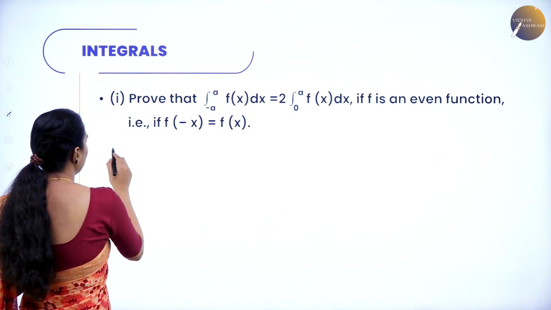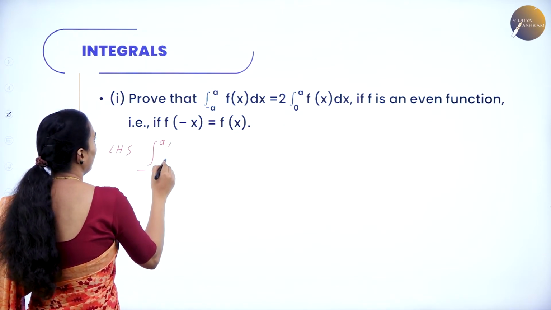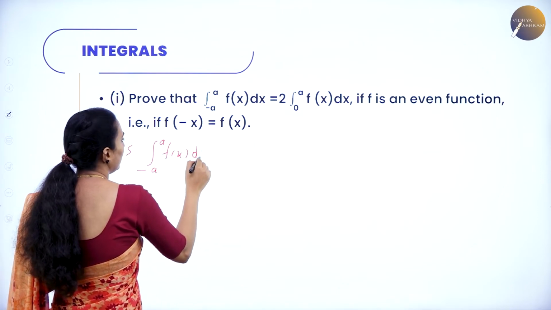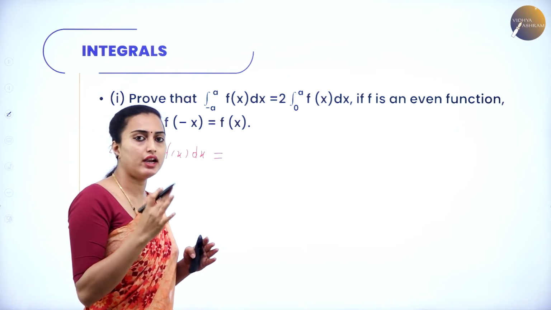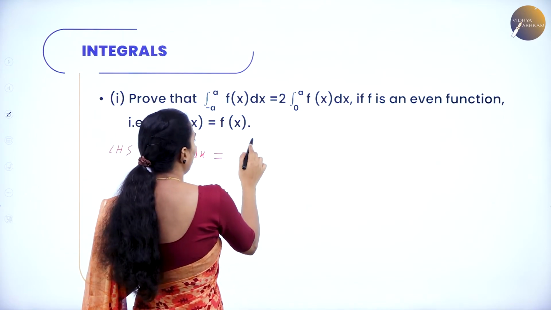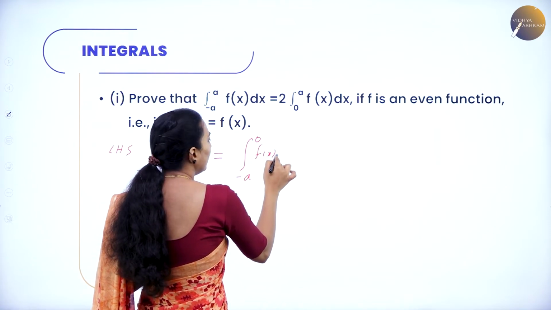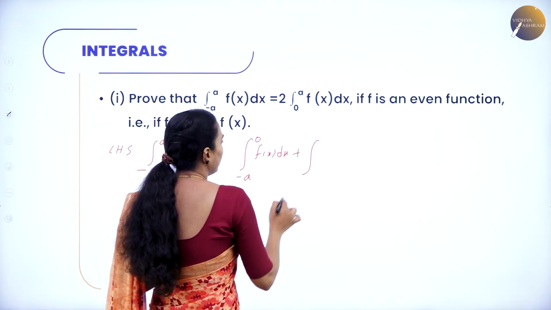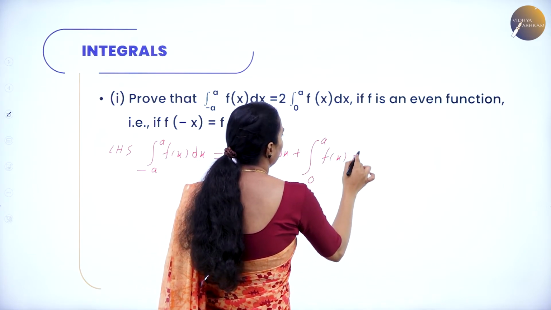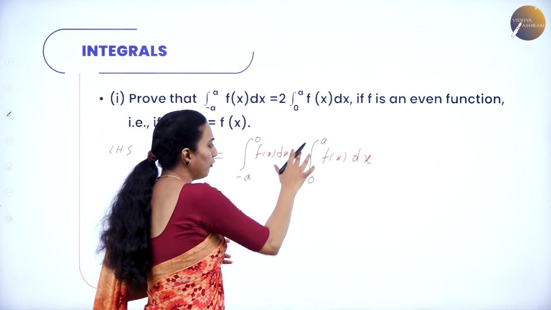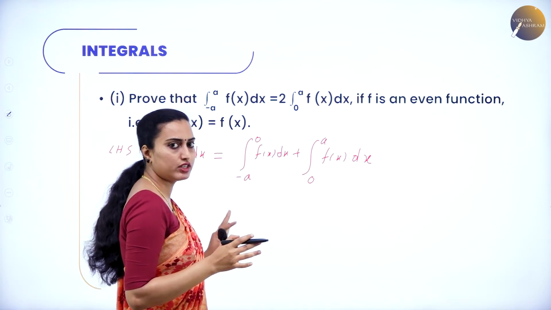What is the left hand side? They have given it as integral minus a to a f of x into dx. You can split this one between minus a and a, there will be 0 according to property 3: integral minus a to 0 f of x into dx plus integral 0 to a f of x into dx. Now, the first integral we need to change as 0 to a f of x dx.